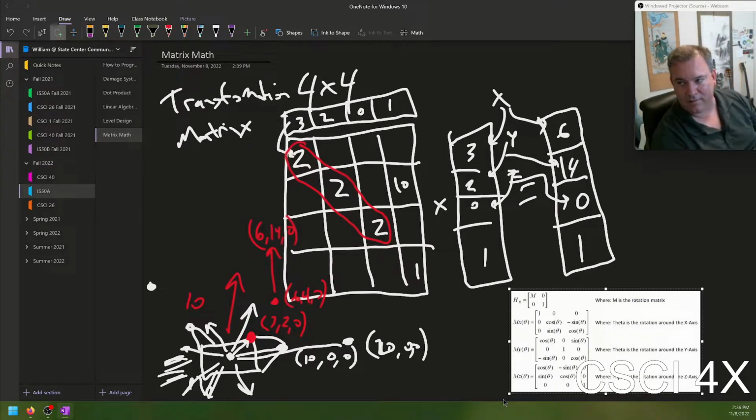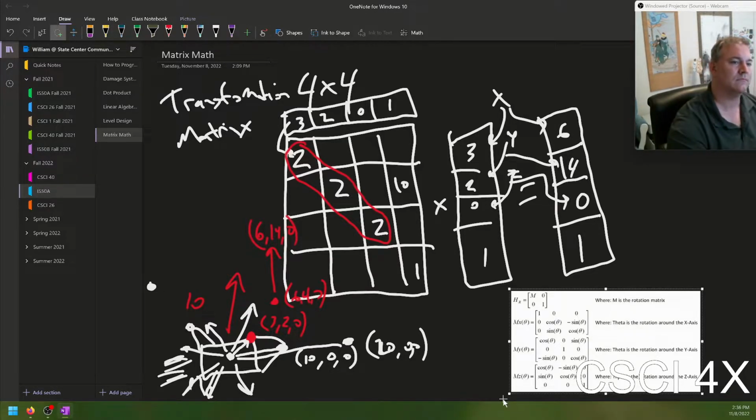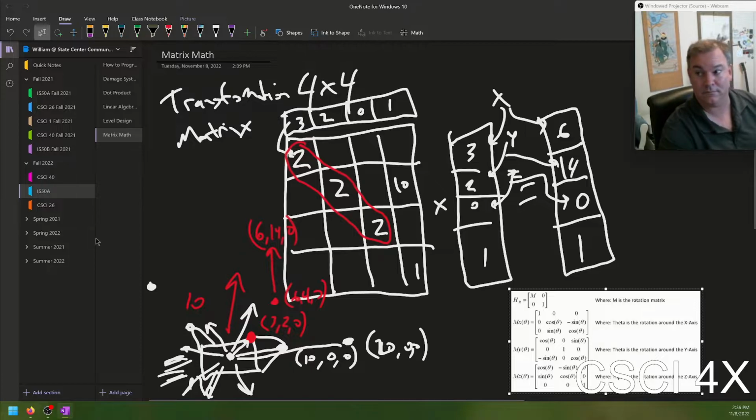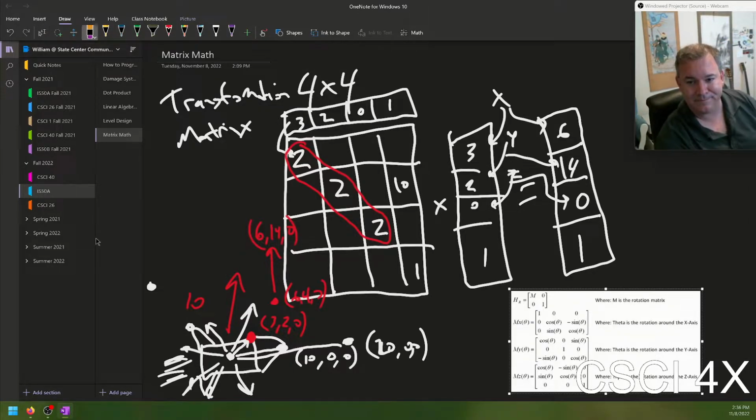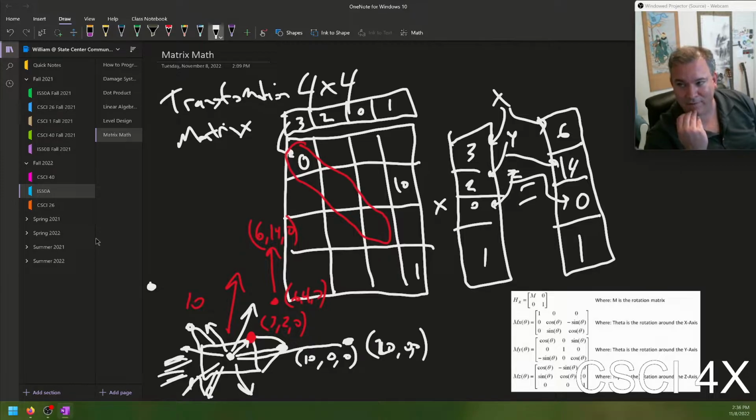What is the cosine of 90 degrees? You guys remember trig? Zero. What is the negative sine of 90 degrees? -1. So we're doing this one here, right? Doing that equation there. What is the sine of 90 degrees? 1. And what is the cosine of 90 degrees? 0. So that is the transformation matrix to rotate something 90 degrees.